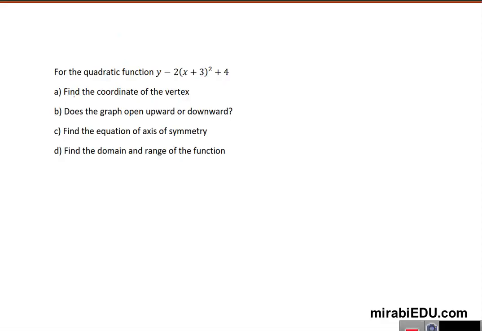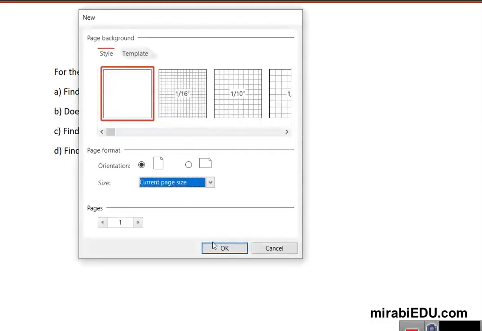And in part B it says, does the graph open upward or downward? Part C says, find the equation of the axis of symmetry. And part D says, find the domain and range of the function. Before starting to solve this one, let me give an explanation of how the translation of functions works, and then go through solving the question.